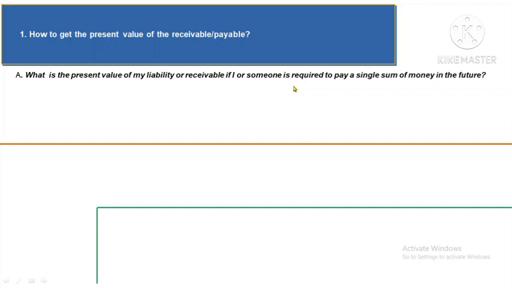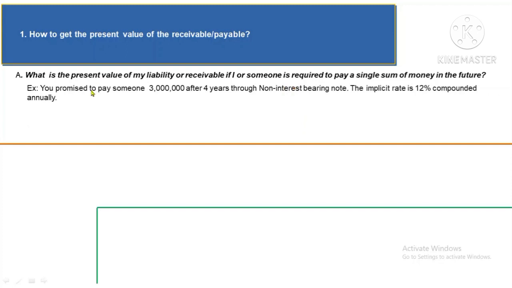To understand that, let's jump directly to the illustrative problem. Example, you promise to pay someone 3 million after 4 years through a non-interest bearing note. The implicit rate is 12% compounded annually. What is this non-interest bearing note? For starters, note is the shortcut for a written promissory note where the debtor promises to pay an amount on a specific future date.